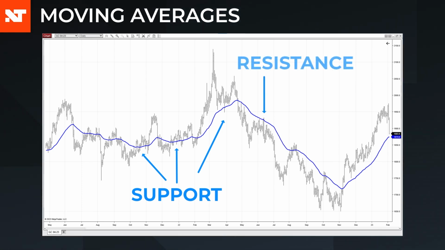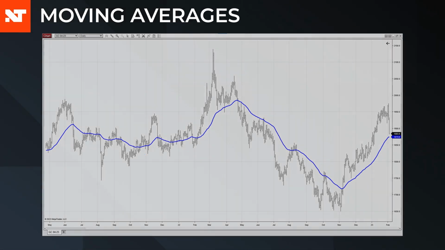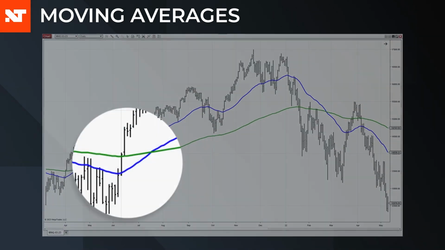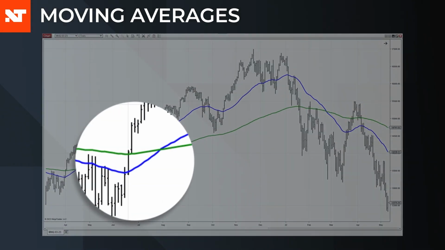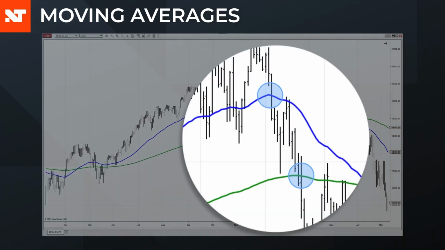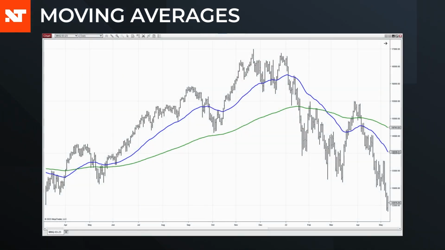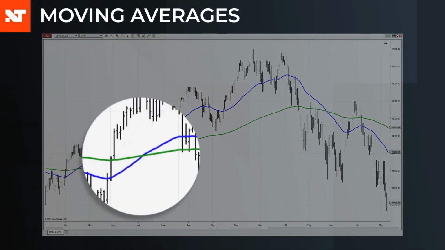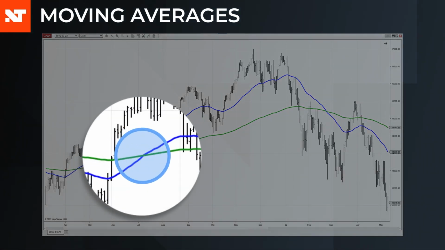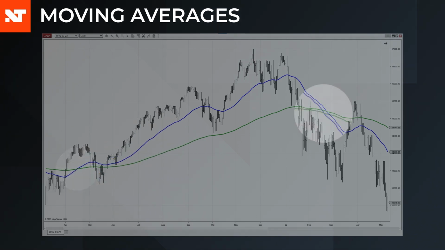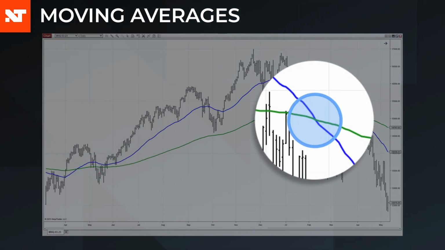Likewise, as price approaches a moving average from below, the moving average can act as resistance. Price crossing through a moving average can indicate that a trend is changing. When price crosses above a moving average, that is a bullish indication. Price crossing below is a bearish indication. You can also use the crossing of 2 moving averages to identify trend change. When the shorter-term moving average crosses above the longer-term, a bullish trend is possible. A bearish trend is indicated by a shorter-term crossing below the longer-term moving average.